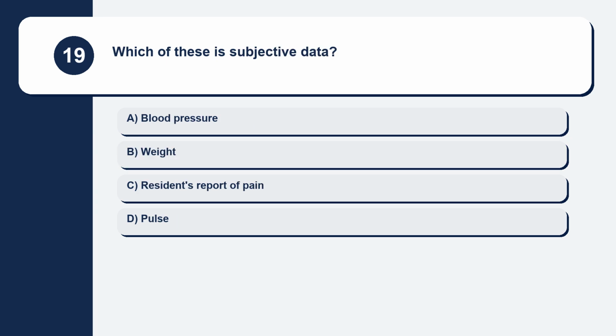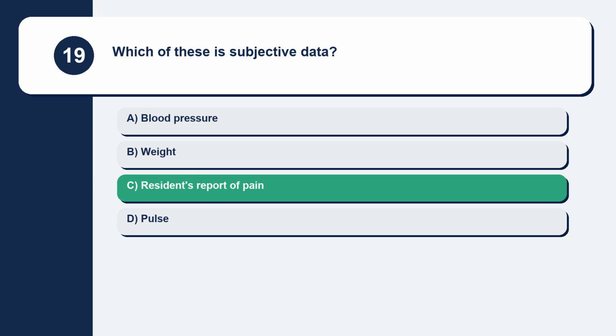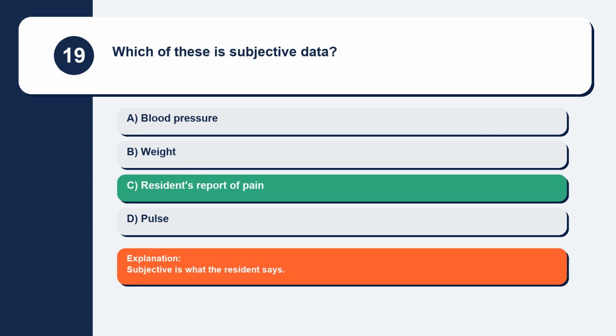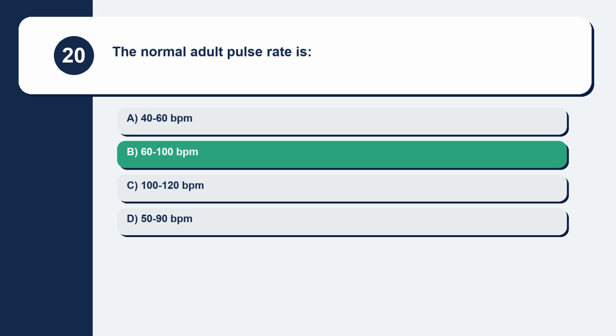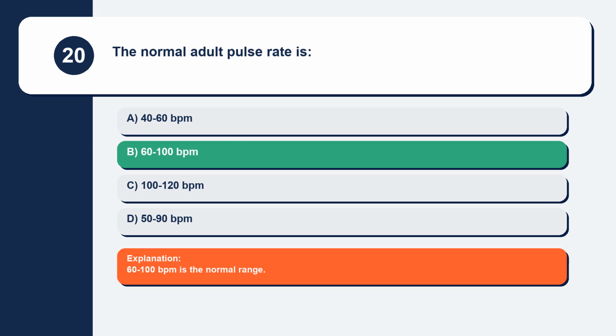Question 19. Which of these is subjective data? Blood pressure, weight, resident's report of pain, pulse. Subjective is what the resident says. Question 20. The normal adult pulse rate is 40-60 bpm, 60-100 bpm, 100-120 bpm, 50-90 bpm. 60-100 bpm is the normal range.